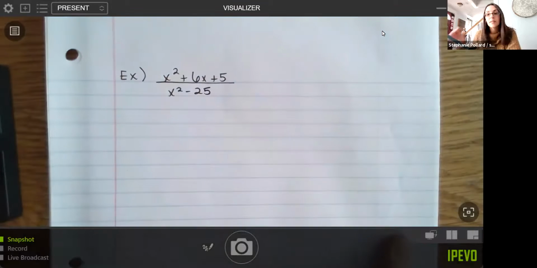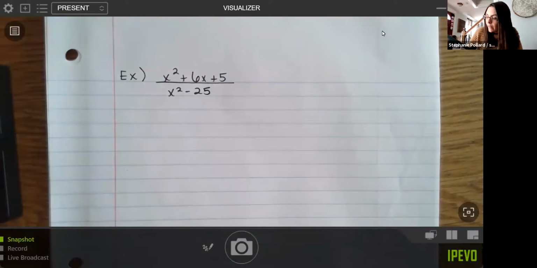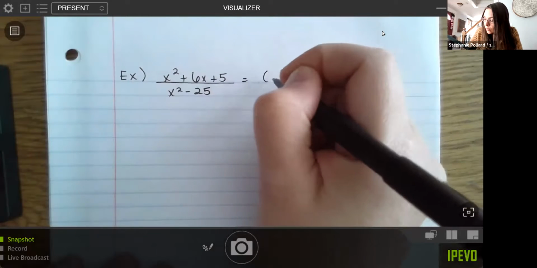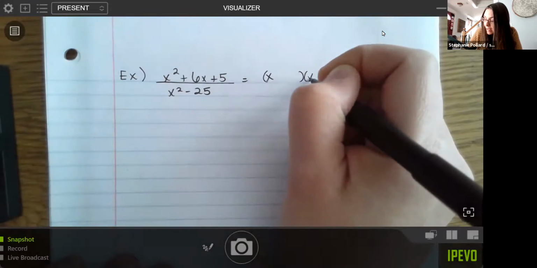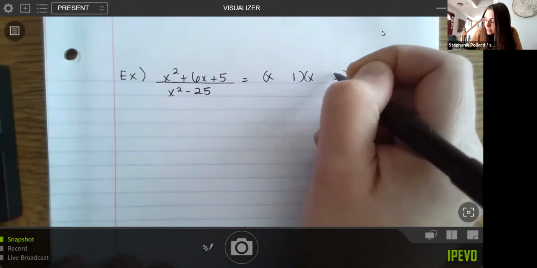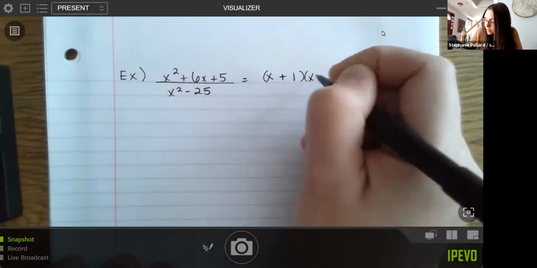And again, our goal here is just to simplify. So if you're simplifying, you want to think about factoring. So your numerator can factor. X squared breaks down to x, and 5 is just 1 and 5. So to get these positive signs, you're going to use plus signs here as well.